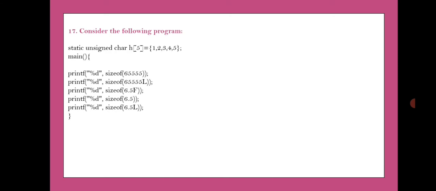Let's move to another program. Static unsigned char h of 5, 1, 2, 3, 4, 5, and printf sizeof 65555, sizeof 65555L, and sizeof 6.5F, 6.5, 6.5L. What would be the output of this program?